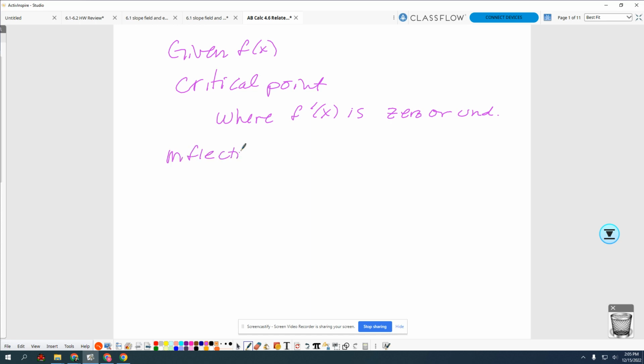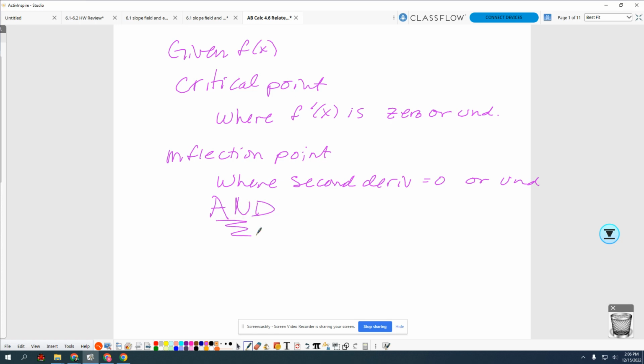Well, what makes an inflection point? It's where the second derivative is 0 or undefined, and the sign changes from either positive to negative or negative to positive. So an inflection point is where the second derivative is 0 or undefined, and it's got to change sign. It's where the second derivative changes sign.